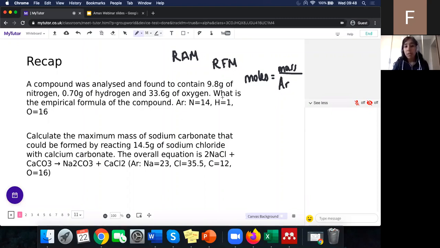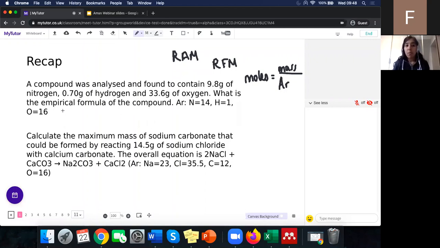We'll be using those equations throughout today, and they're really important. Monday's session was basically a foundation session to all of the things that we'll be covering this week. So if we have a look at our first question: a compound was analysed and found to contain 9.8 grams of nitrogen, 0.7 grams of hydrogen and 33.6 grams of oxygen. What is the empirical formula of the compound?